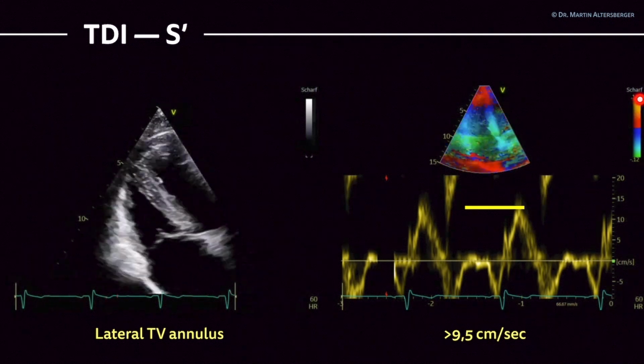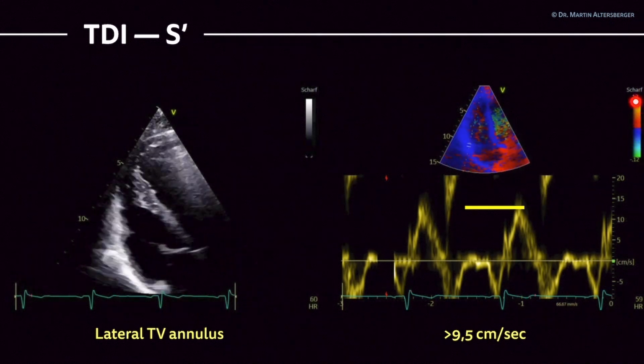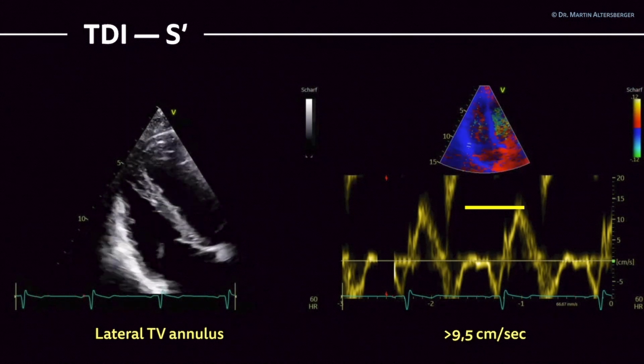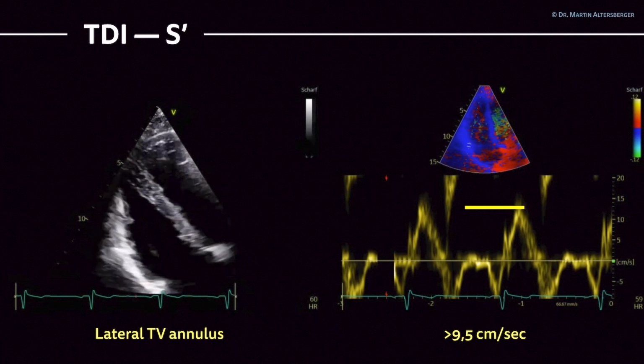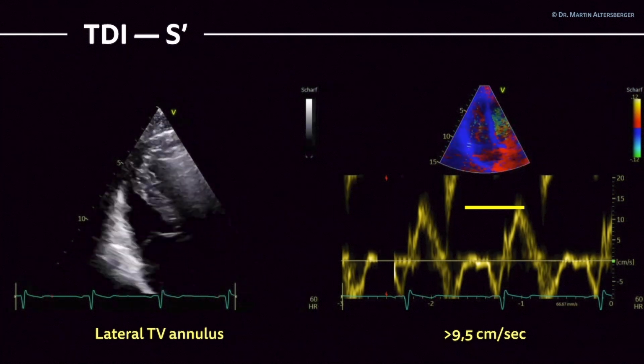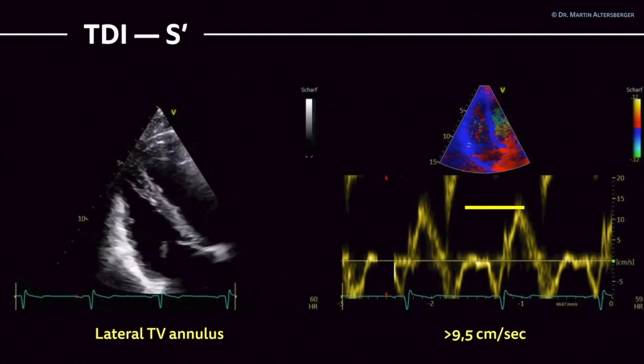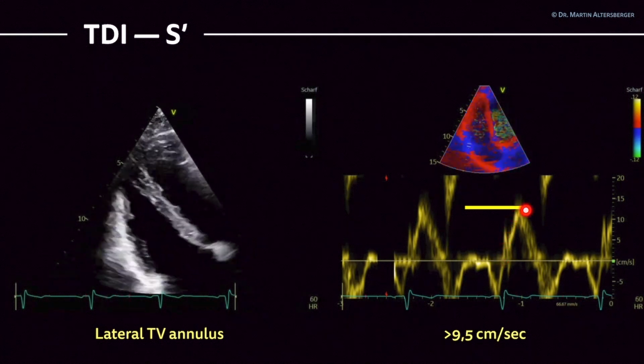With TDI you also have these color maps as in color Doppler, and you do see measurements and velocities. The velocities are way lower compared to color Doppler because it shows the values of the myocardium, which is moving, so displacement, and you use the pulsed wave Doppler to see this curve.